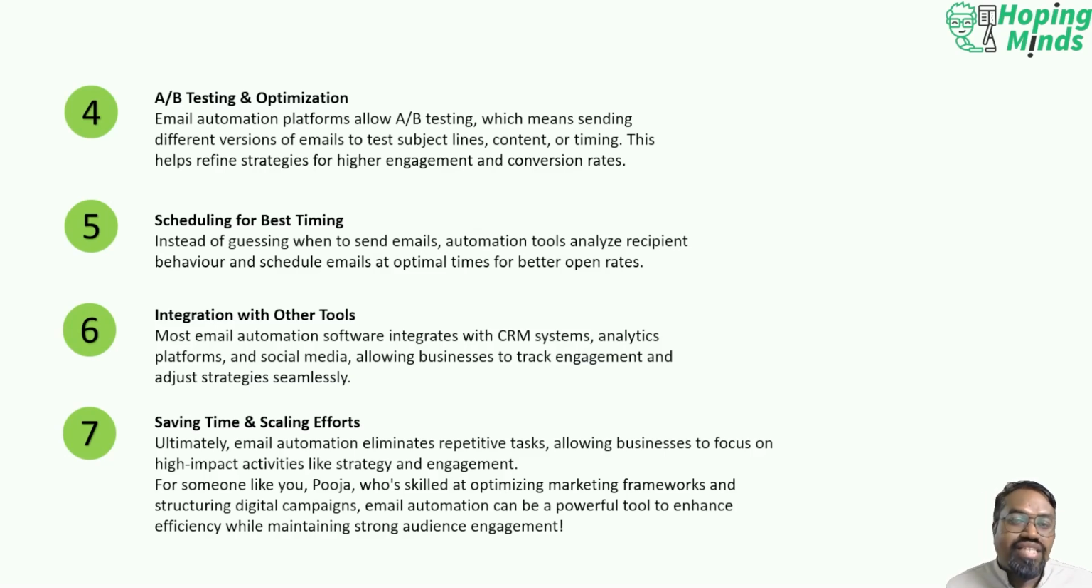So instead of guessing when to send emails, automation tools analyze recipient behavior and schedule emails at optimal times for better open rates, because now we can say AI is one of the trending things which understands the users' patterns. They can get you the complete analysis saying, hey, you need to target this particular customer at this particular time, right? And then you'll get the maximum conversion rate, right?